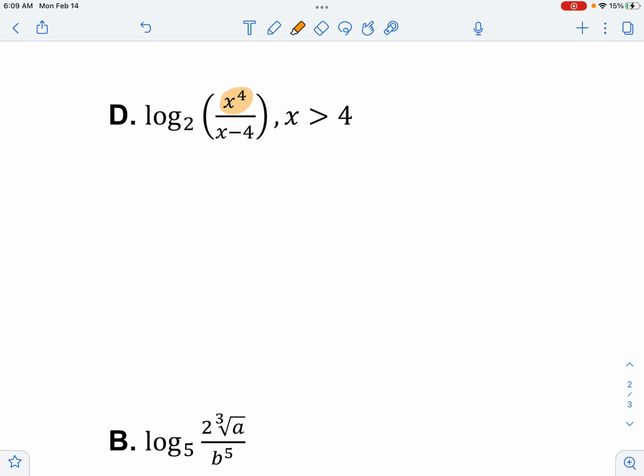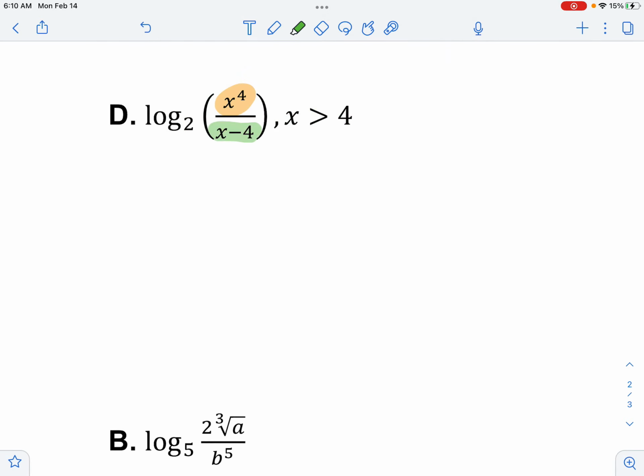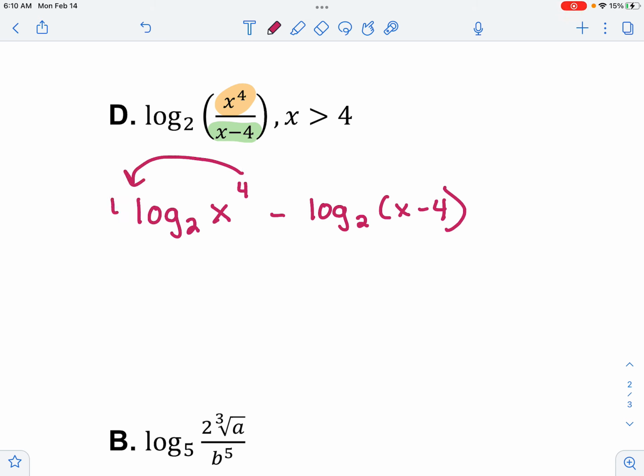So what I want to point out in this example, so we've got x to the 4th divided by x minus 4. You cannot separate the x minus 4 because those are separated by subtraction. So we can only pull apart things that are separated by multiplication or division. So this is going to be log base 2 of x to the 4th minus log base 2 of x minus 4, and the x minus 4 have to stay glued together. So the only thing you can do to simplify here is to put this 4 out in front. I'm actually going to go ahead and just do that.